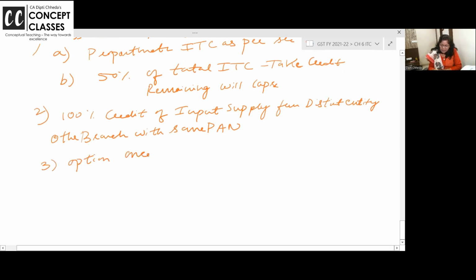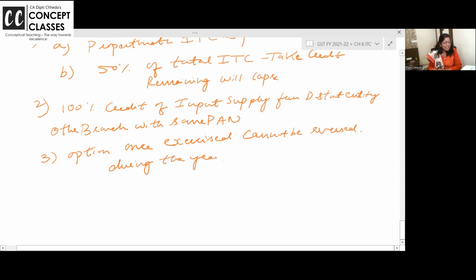ऑप्शन वंस एक्सरसाइज cannot be reversed. Option once exercised cannot be reversed during the year. Ma'am, now I want 50%, now I don't want, and this and all.